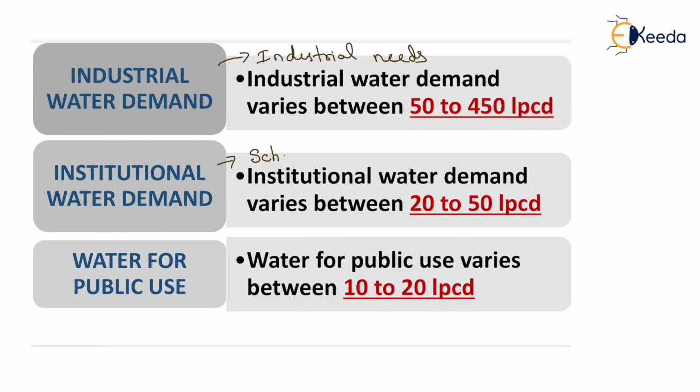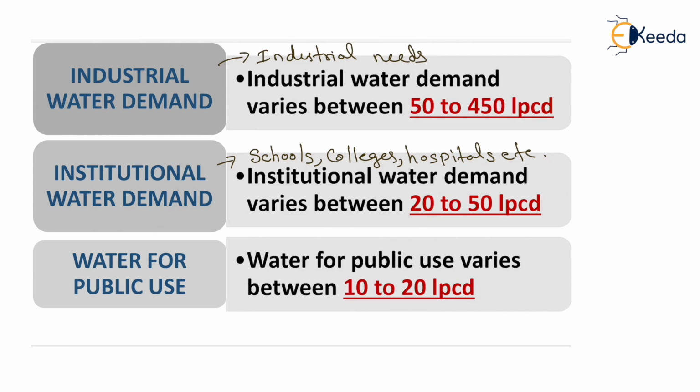Where do we use this demand? In schools, colleges, hospitals, etc. Now the demand generally varies between 20 to 50 liter per capita per day, because in schools, colleges, hospitals, the water is required for cleaning purpose, for drinking purpose, for flushing purpose. That's why the amount of water in institutional water demand will be less as compared to the industrial water demand.